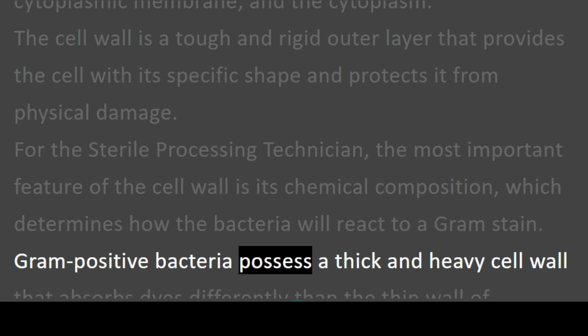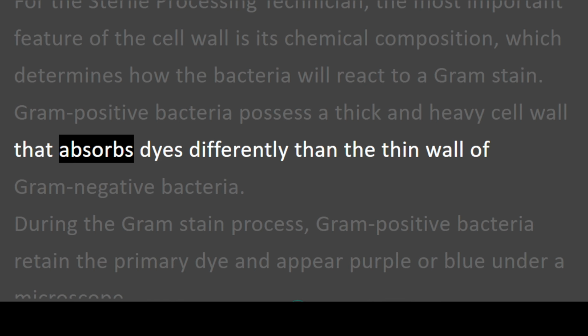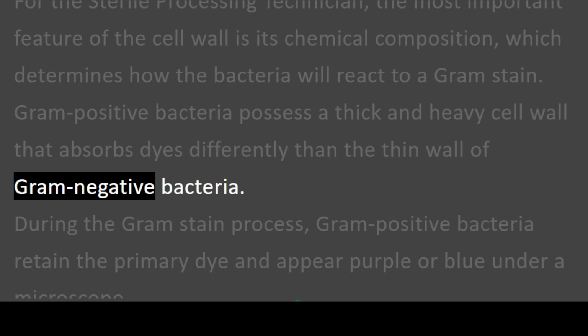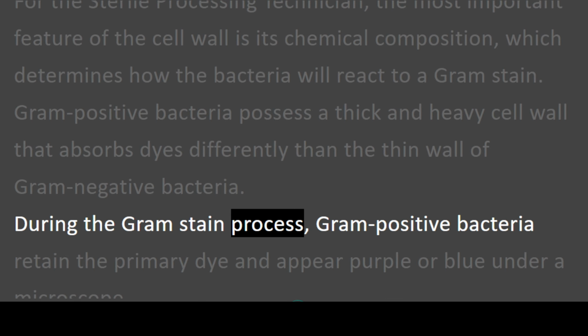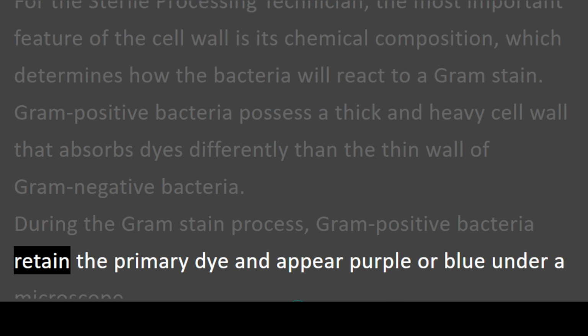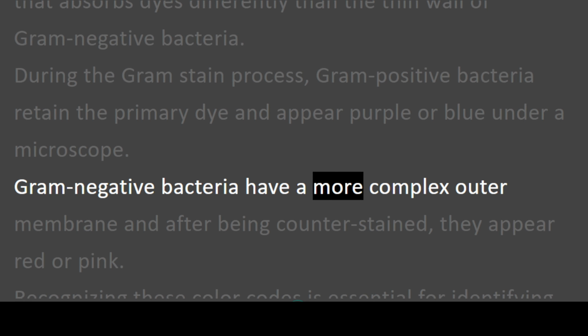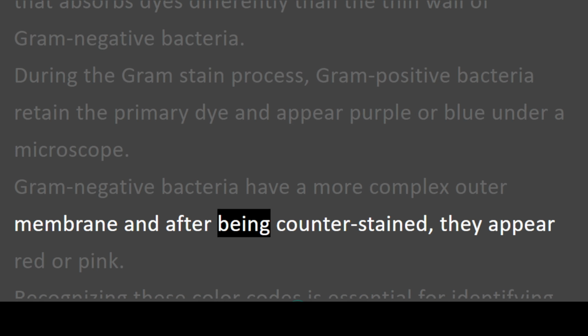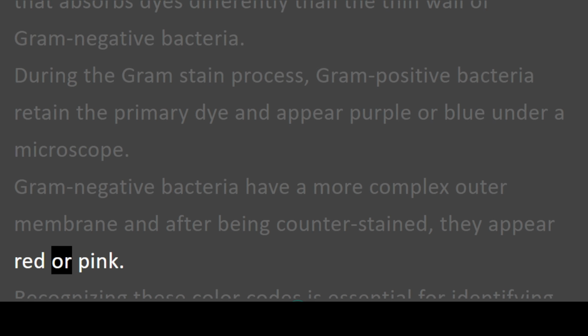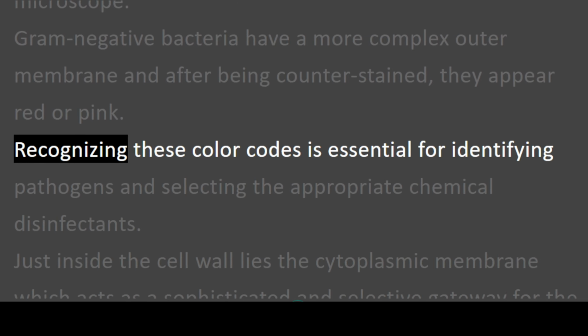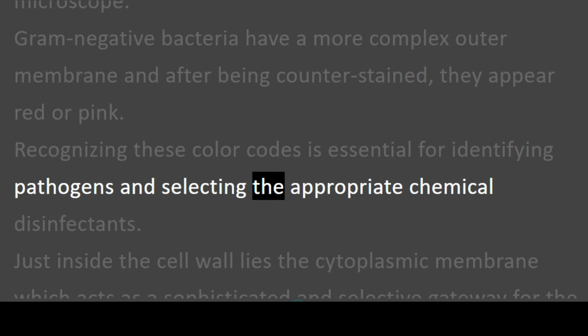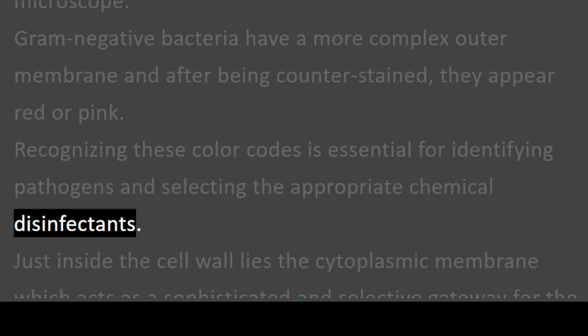Gram-positive bacteria possess a thick and heavy cell wall that absorbs dyes differently than the thin wall of gram-negative bacteria. During the gram stain process, gram-positive bacteria retain the primary dye and appear purple or blue under a microscope. Gram-negative bacteria have a more complex outer membrane, and after being counterstained, they appear red or pink. Recognizing these color codes is essential for identifying pathogens and selecting the appropriate chemical disinfectants.